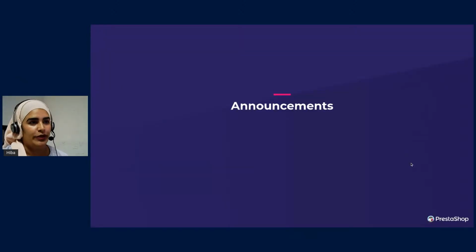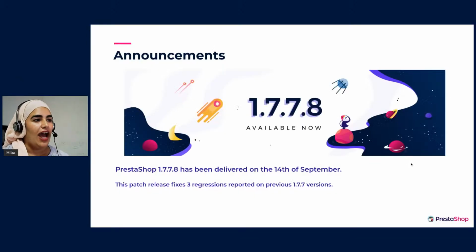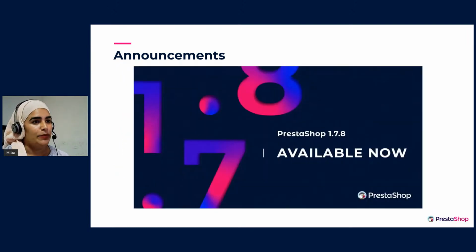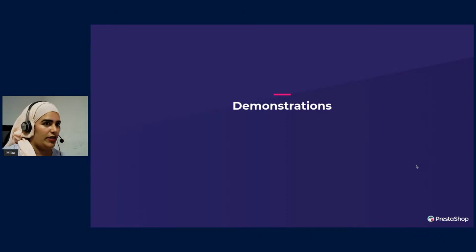Now, we're going to speak about the announcements. As you know, 1.7.7.8 has been delivered on the 14th of September, and this patch fixes 3 major regressions reported in previous versions of 1.7.7. The second big news is 1.7.8. It is available right now, and you can go ahead and test it, and we are going to wait for your feedback. Now, the demonstration.